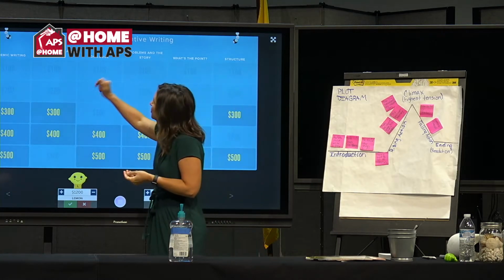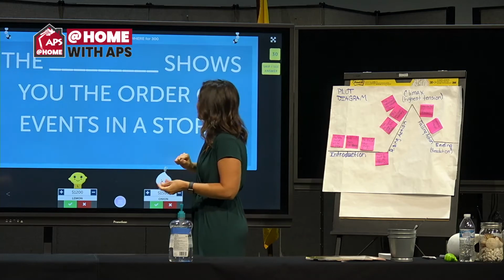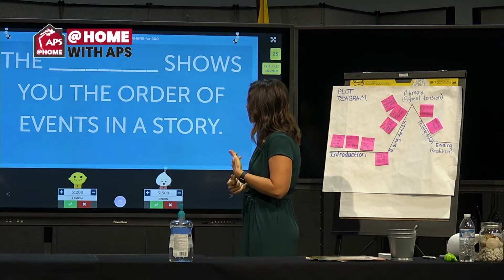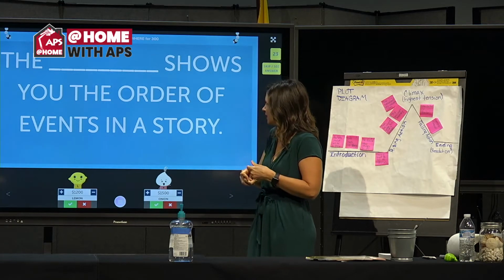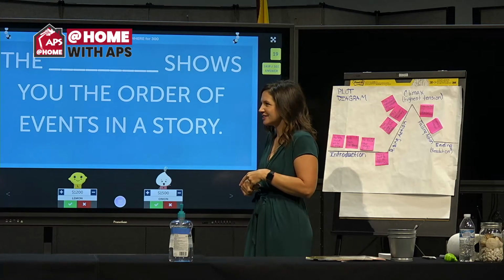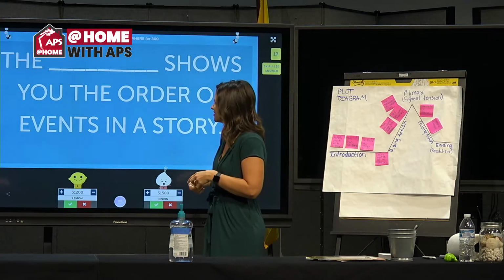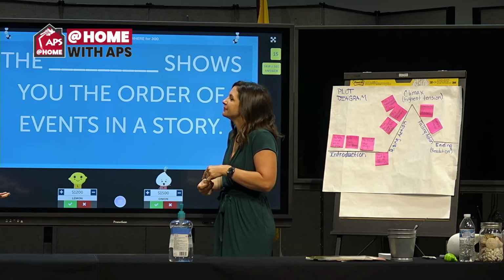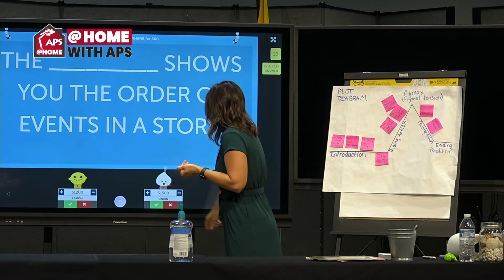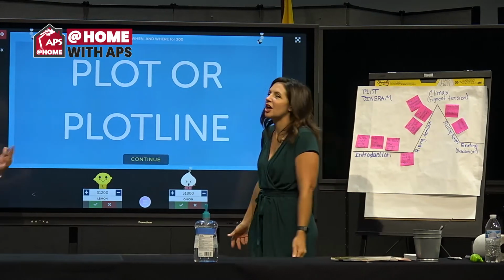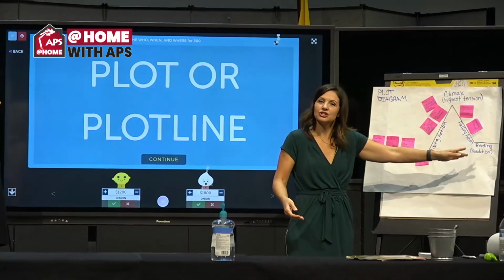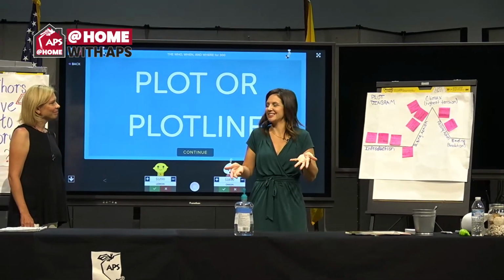How about the who, when, and where for 300? The blank shows you the order of events in a story. What comes to mind first for you? Well, plot comes to mind for me. That makes sense. The plot shows you the order of events in a story. Plot or plot line. Right here is the plot. It shows you the order of events in a story.